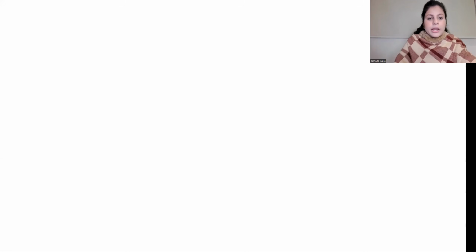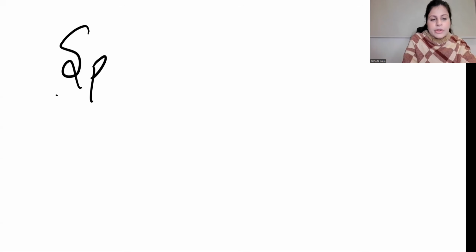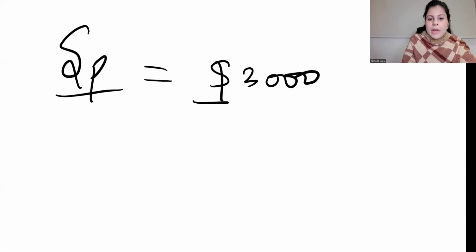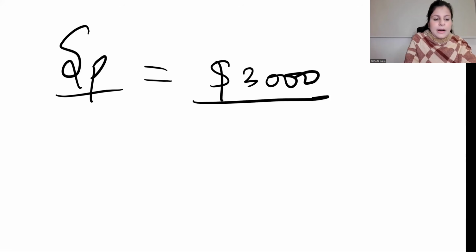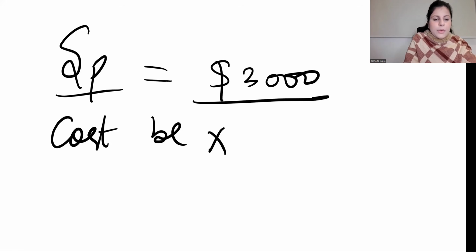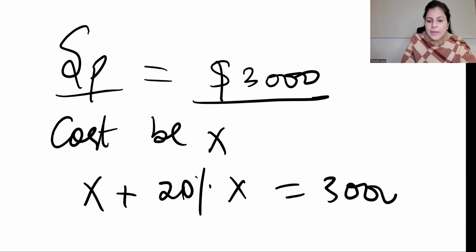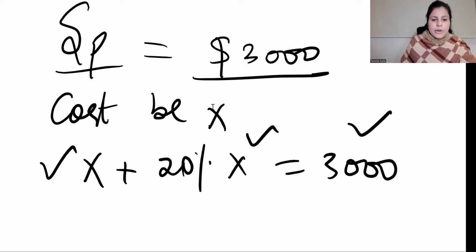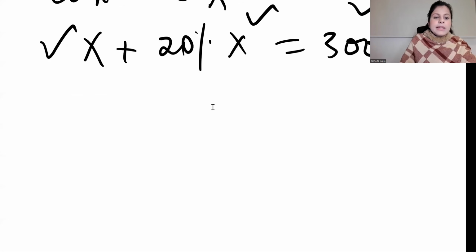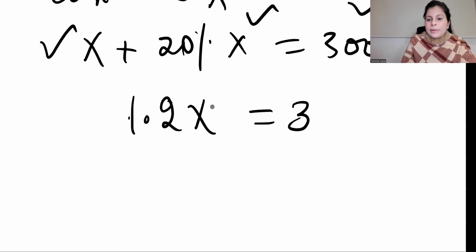Cost is not given to me. Selling price is given, so selling price is equal to $3,000. If I apply my logic, let the cost be X. So X plus 20% of X is equal to 3,000, right? That means cost plus profit is equal to selling price. That's the equation. So I would say 1.2x is equal to 3,000.